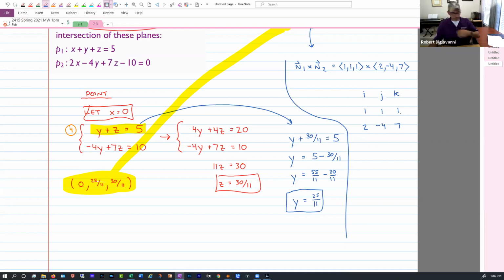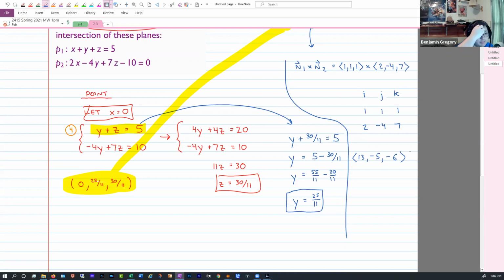All right, so here we go. We got to cross these. So I'm going to try and do this faster. 7 plus 4, so 13. You just tell me if I'm wrong. 7 take away 2, that's 5, -5. 4 take away 2, -6. Y'all get that?